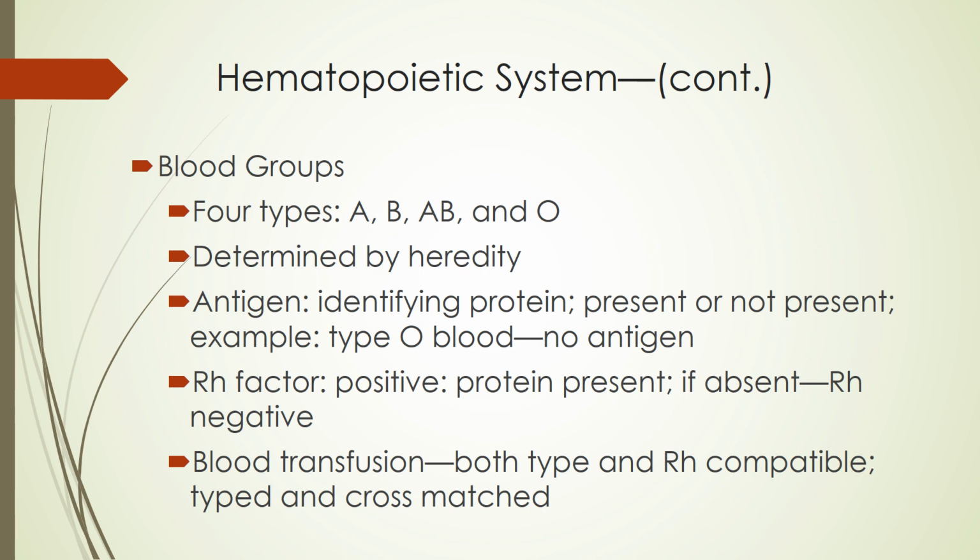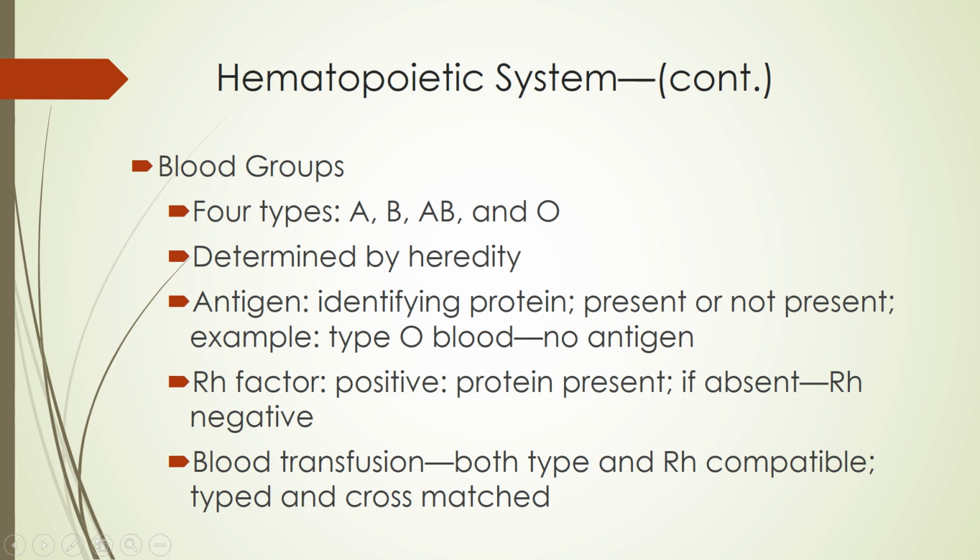Okay. Now, blood groups. There are 4 types of blood groups: A, B, AB, and O, determined by heredity. Antigens are identifying proteins, present or not present. Example, type O blood has no antigen. Rh factor is positive if the protein is present. If absent, it's negative Rh factor. And then for blood transfusion, both the type and Rh compatibility are cross-matched.